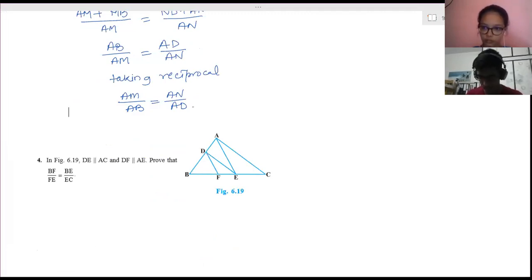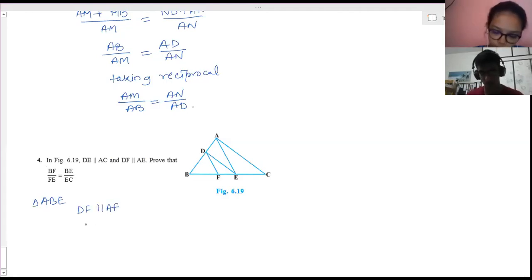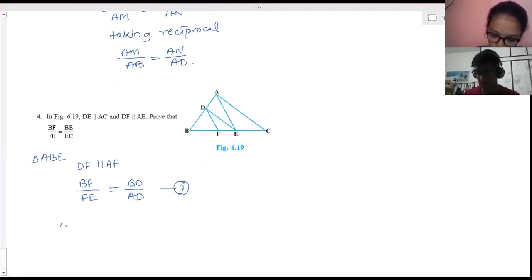Yeah, tell me how to do it. Ma'am, first in triangle ABE, we can consider DF as parallel to AE. So therefore, BF by FE is equal to BD by AD. That's first. And then the second triangle, ABC. AE is parallel to DF. So we can consider what?